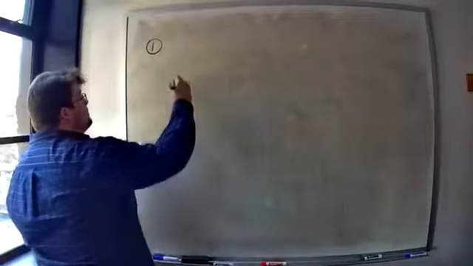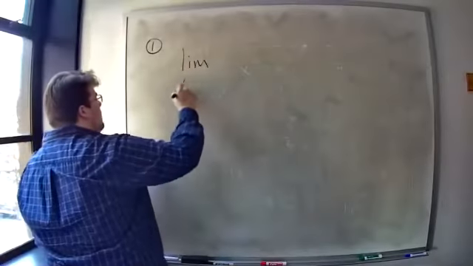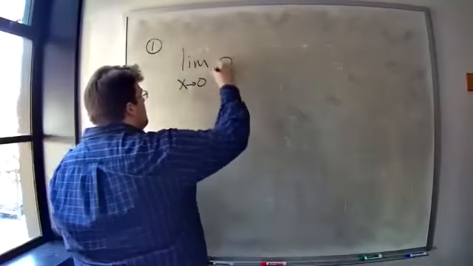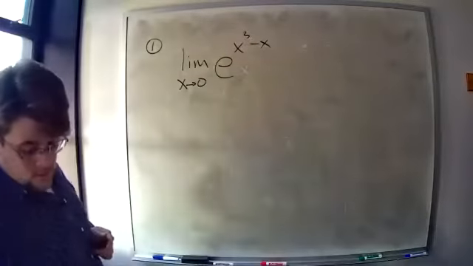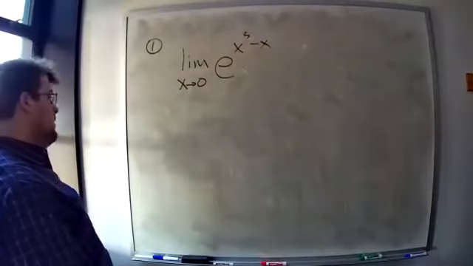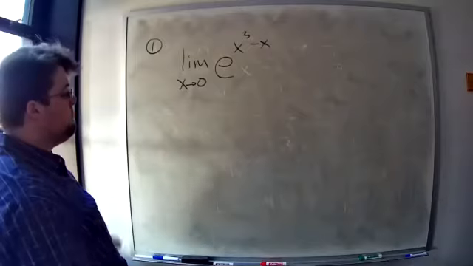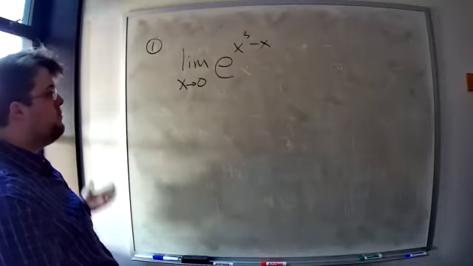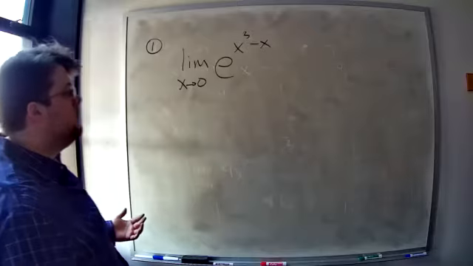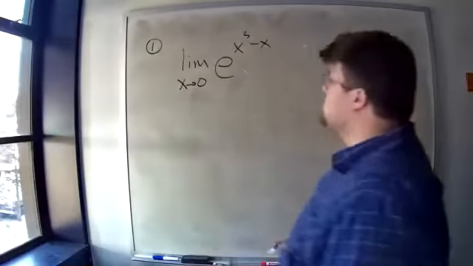Okay, 1c is next. The limit as x goes to 0 of e to the x cubed minus x. Now, how would we do this limit? Well, e is an exponential function. The algebraic limit laws do not apply to an exponential function. But what can we do with this?